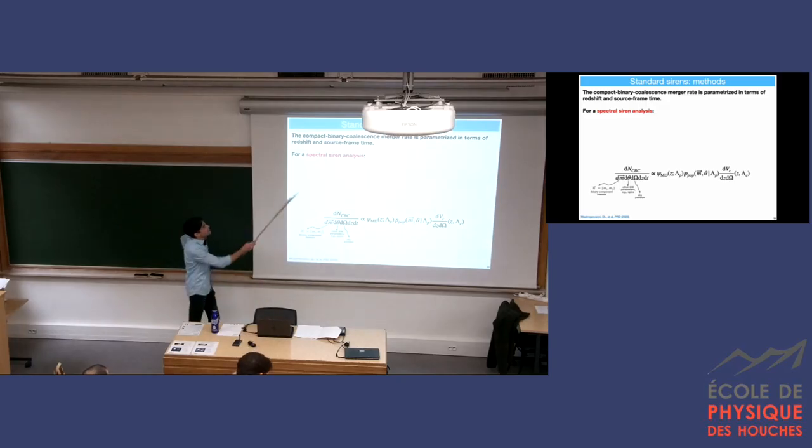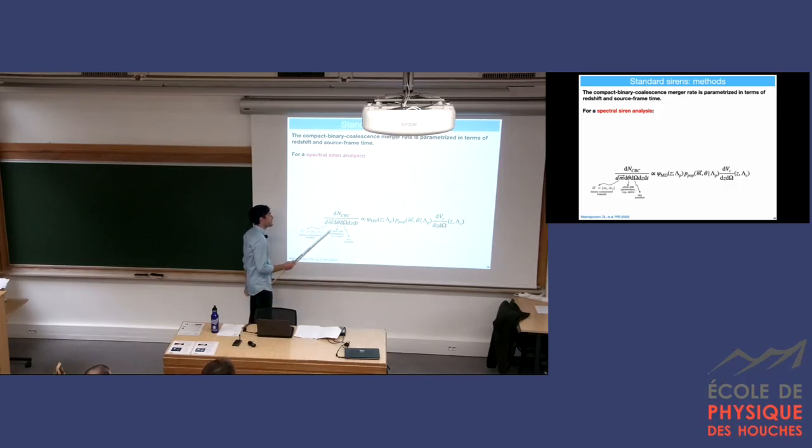So the compact binary coalescence merger rate is parameterized in terms of redshift and source frame time. Imagine that, again abusing the notation, I am separating the theta into the different parameters which are included in it. For example, we have the masses. Here I'm simply referring to M as the two masses, M1 and M2. I need to distinguish this because later on I will introduce the apparent magnitude, which is another thing.